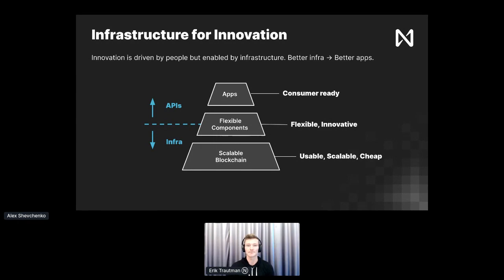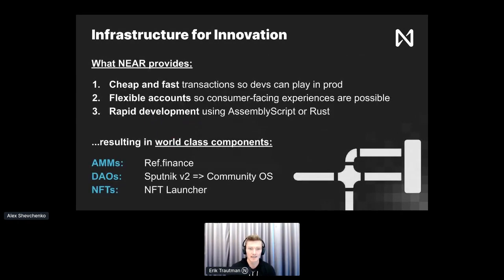If you go to the next slide, on the AMM side, AMM stands for Automated Market Maker. This is just one set of components that people are building out in the ecosystem on Near. Illia mentioned Ref Finance. I have an example of that.